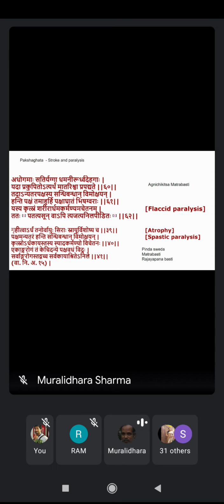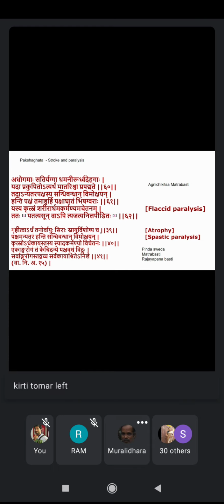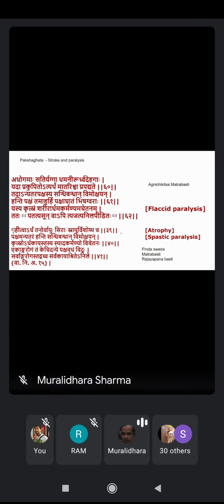The description of the stroke mentioned here as the pakshaghata in the Charaka Samhita, the important feature is patati, tata patati. When the patient is not able to sustain the movement of the limb as such, that condition is considered as the flaccid paralysis, which requires a treatment of pachana chikitsa. Whereas in the description of Vagbhata, the other stages of the pakshaghata are also mentioned. One is Snayu Vishoshita, where there could be an atrophy. Atrophy could be seen usually in the very advanced stages.